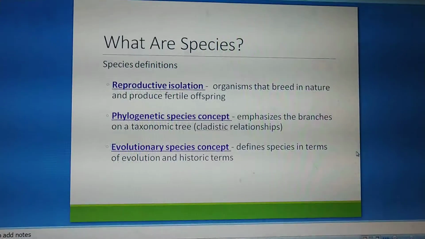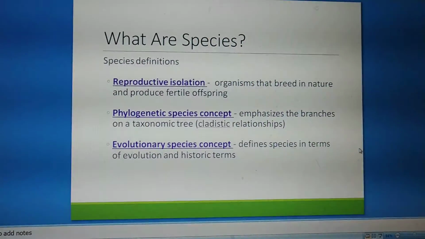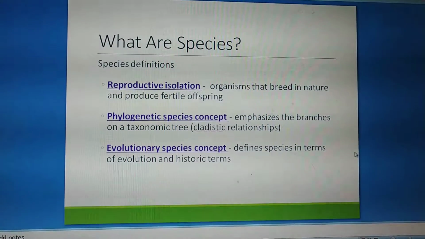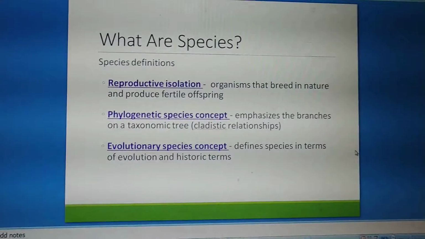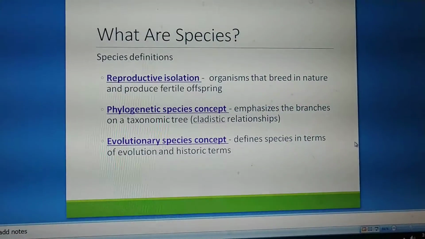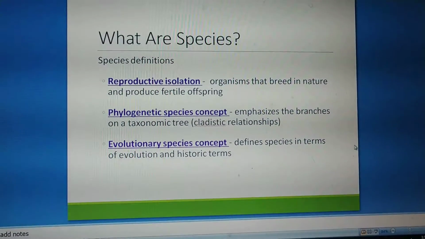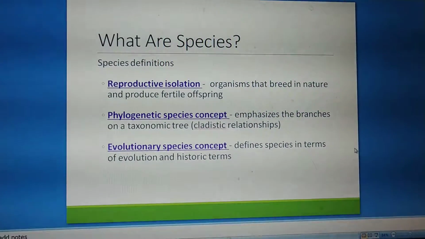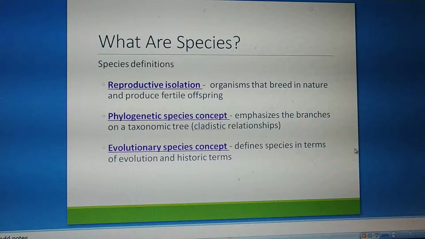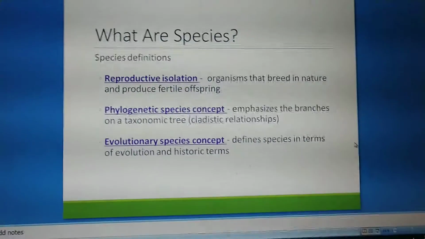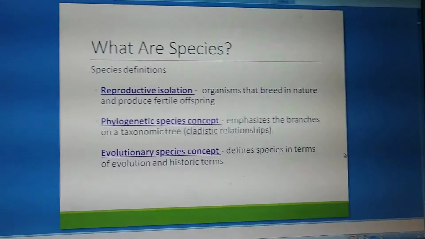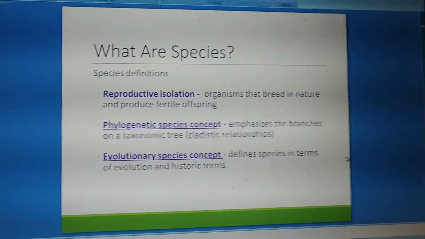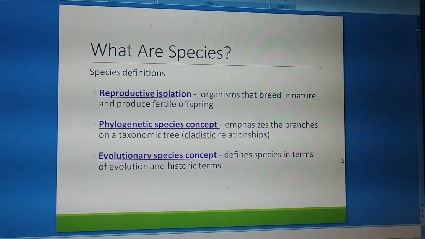However, there are other species concepts. One is the phylogenetic species concept. This is actually going to emphasize the branches of a taxonomic tree. So basically, you are looking at evolutionary relationships through time. Then you also have the evolutionary species concept, and you are defining species in terms of evolution and historic terms. So you're not just looking at recent relationships, you're looking at more historical relationships as well.